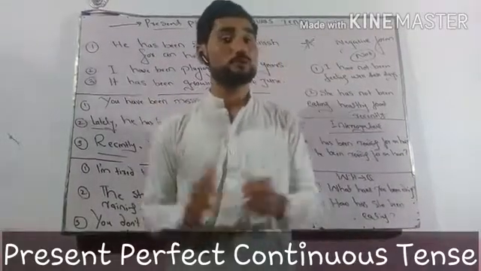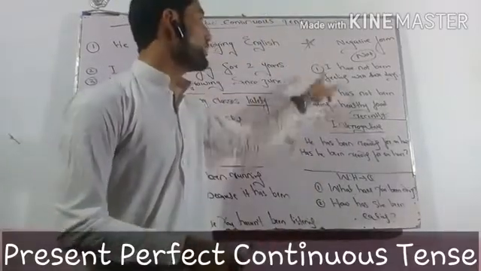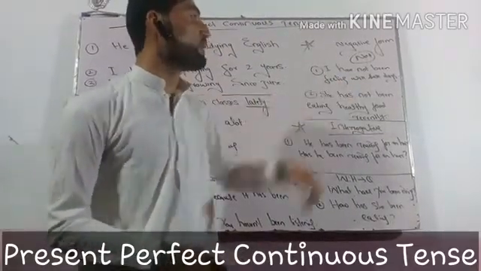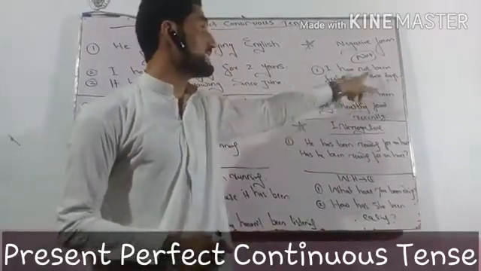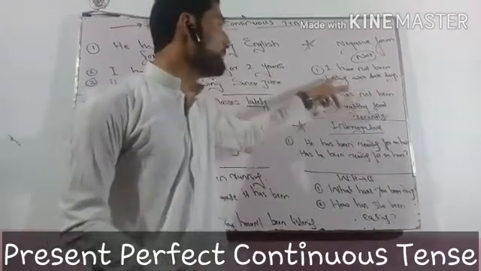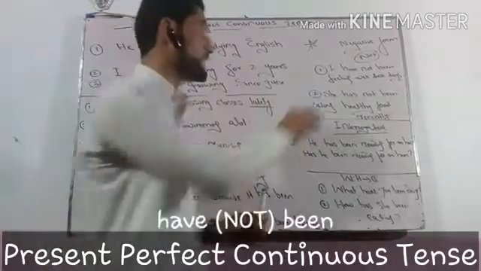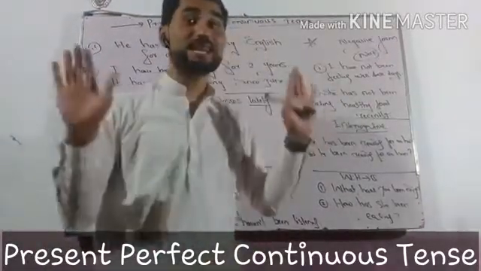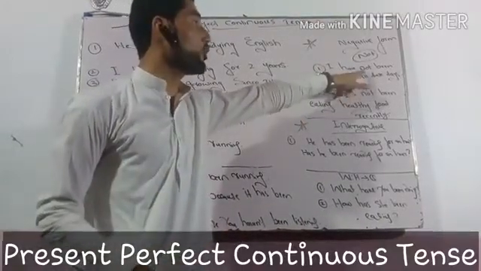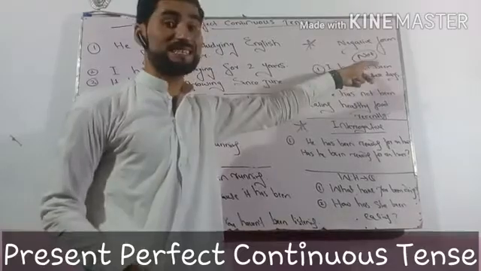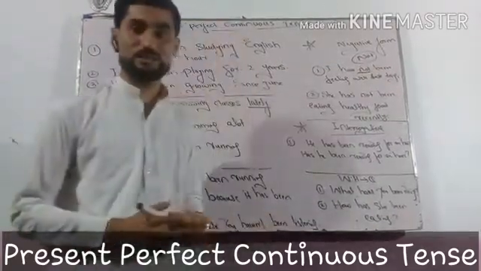Now you must learn how to make negative sentences in the present perfect continuous tense. These are the examples. I have not been feeling well these days. I started this sentence with the subject I, and then I added the auxiliary verb have here. So don't forget to put not between have and been to make this sentence negative. I have not been feeling well these days.